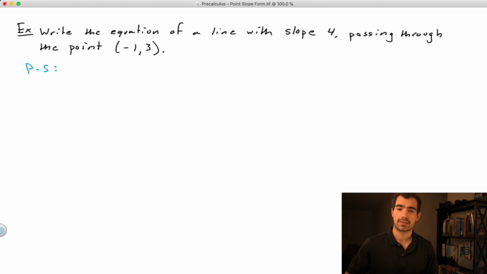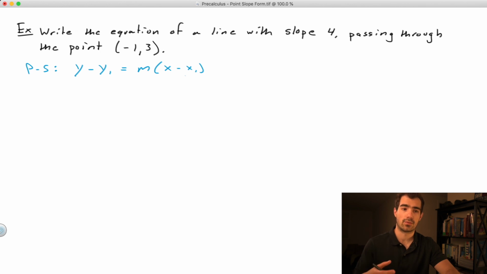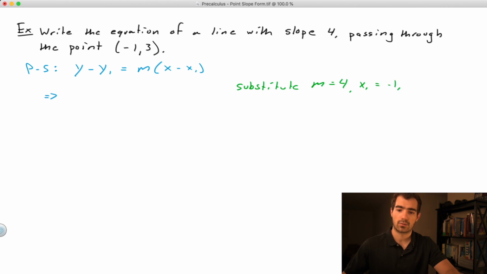Now, remembering that our point-slope form, and I'll just abbreviate this as P-S, is y minus y1 equal to m times the quantity x minus x1, all that we'll really need to do here is plug in those values for y1, m, and x1. Right, in this case, we'll substitute m is equal to 4, x1 is equal to -1, and y1 is equal to 3. And so we have y minus 3 equal to 4 times (x minus -1).